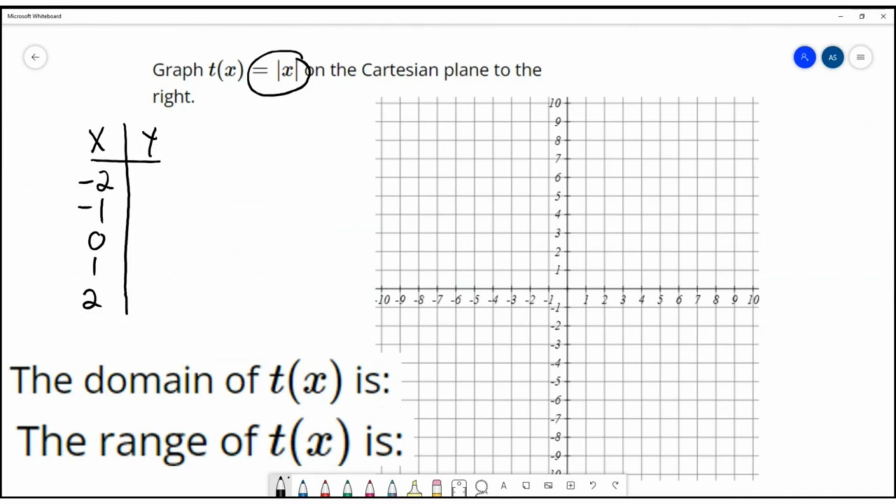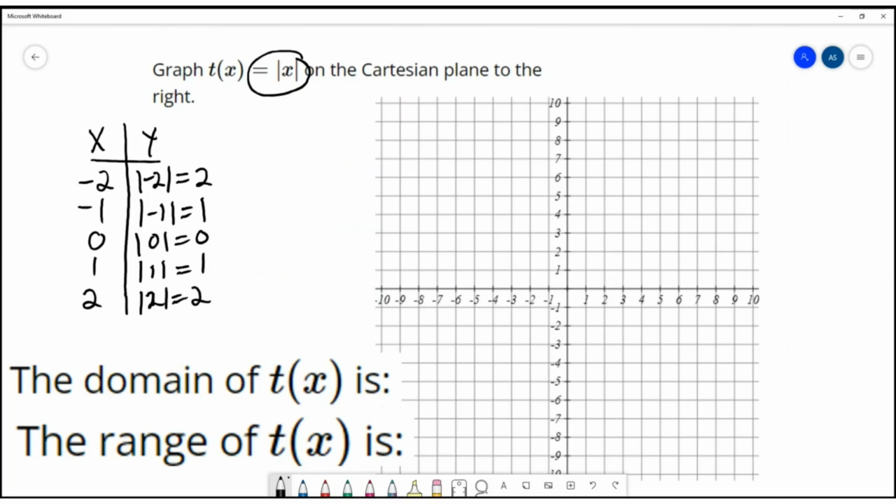We'll plug them into our equation, which is absolute value. Absolute value of -2 is 2. Absolute value of -1 is 1. Absolute value of 0 is 0. Absolute value of 1 is 1. Absolute value of 2 is 2.